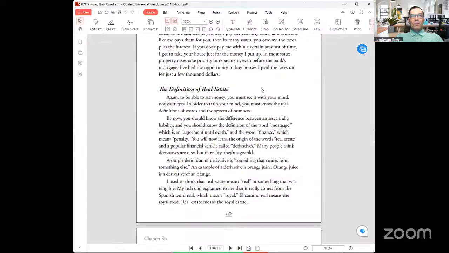You will now learn the original origin of the words real estate and the popular financial vehicle called derivatives. Many people think derivatives are new, but in reality, they're ages old. A simple definition of a derivative is something that comes from something else. An example is orange juice. Orange juice is a derivative of an orange.